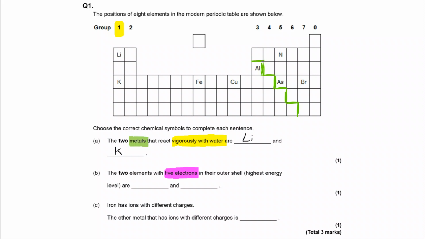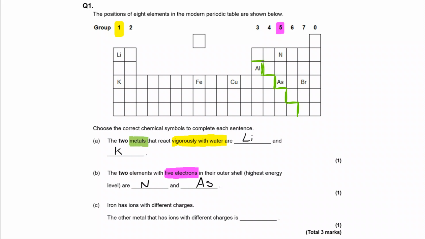So then we move on to B, the 2 elements with 5 electrons in their outer shell. So the 5 electrons is key here, and this is relying on you having a knowledge of group number and its link to electrons in the outer shell. So group 1 has 1 electron in its outer shell, and group 5 has 5 electrons in its outer shell. I find group 5 on the periodic table, and I can then see I've got my 2 answers to slot straight in. I've got my nitrogen and arsenic.